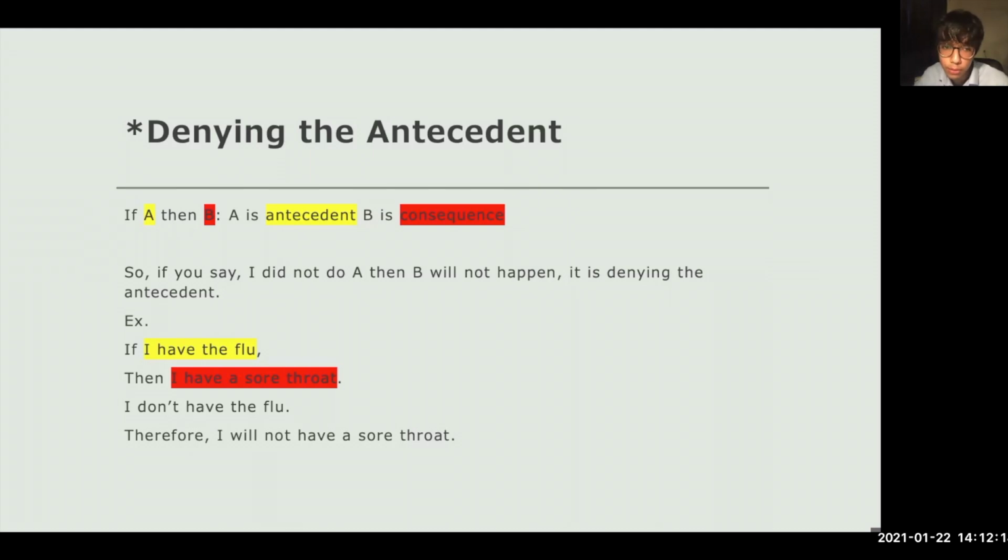For example, if I have the flu, then I have a sore throat. I have the flu is the antecedent. I have a sore throat is the consequent. I don't have the flu, therefore I will not have a sore throat, right? That's denying the antecedent. Since A is not happening, B will not happen. But that's not really a sound argument, because B could happen even though A did not happen. You could have a sore throat regardless of the fact that you don't have the flu.